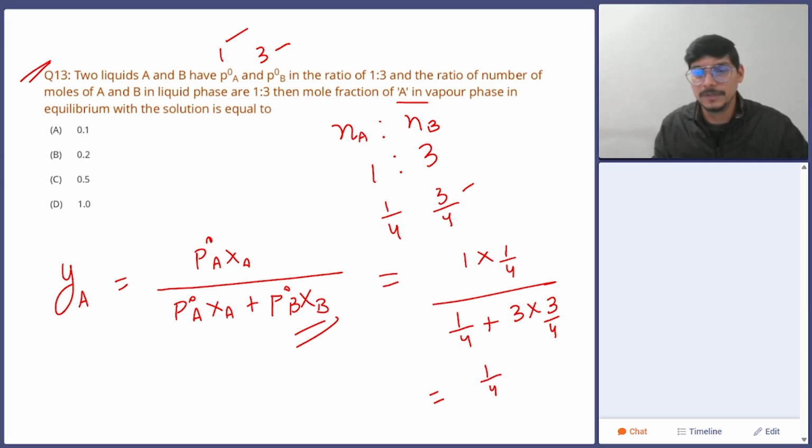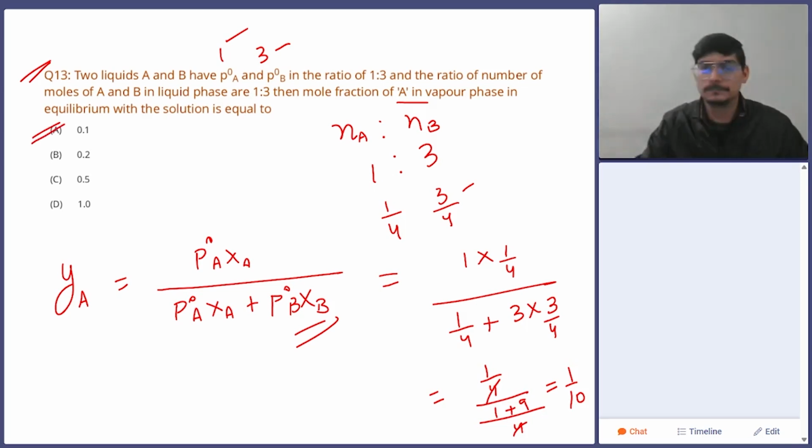So this is 1/4. And this is 1 plus 9, right? So this is cancelled. This is 1/10, which is 0.1. So the correct answer here is 0.1. Moving to the next question.